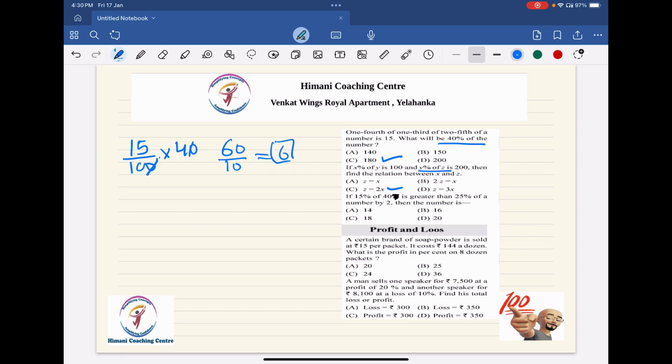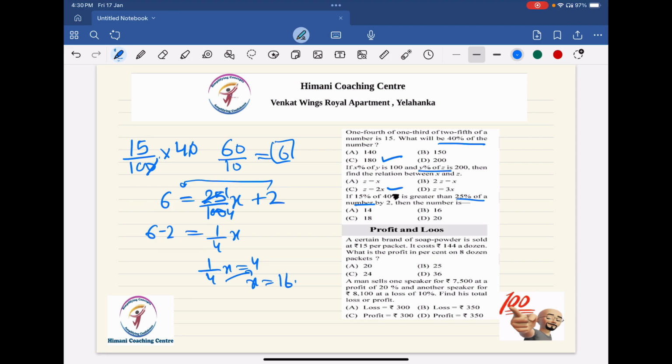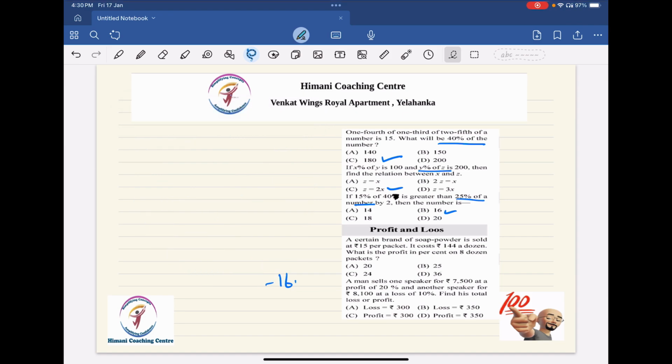So we know that 6 is greater than 25% of a number by 2. So we will say 6 equals 25 by 100 and let us say that number is x, plus 2. Okay, students. Now we can keep the x on one side, numbers on the other. So plus 2 goes to the other side and becomes 6 minus 2. 25 over 100 can be written as 1 by 4 x. So we get 1 by 4 x equals 4. x would be 4 times 4. 16 is the answer. Okay. So this is how we solve this kind of question.